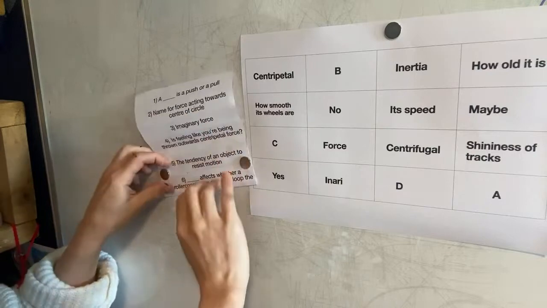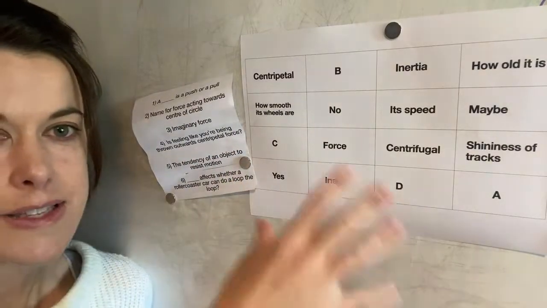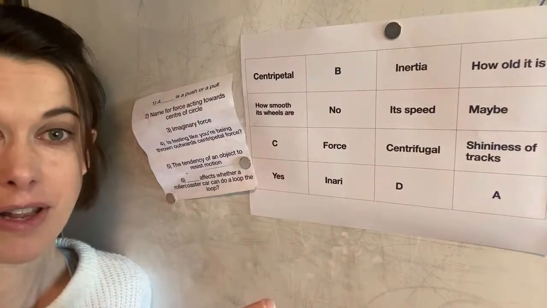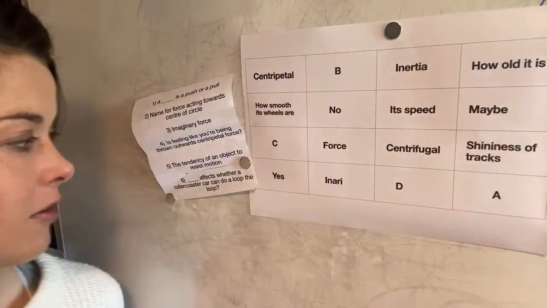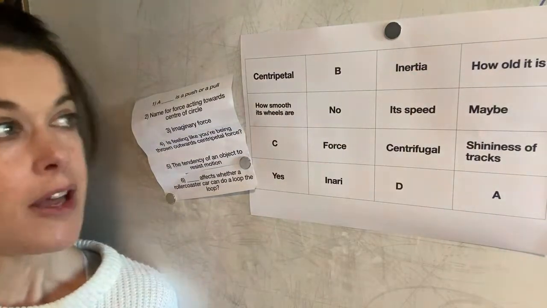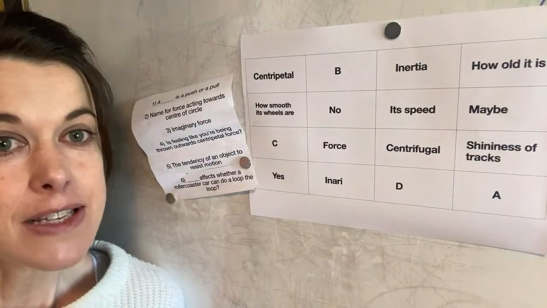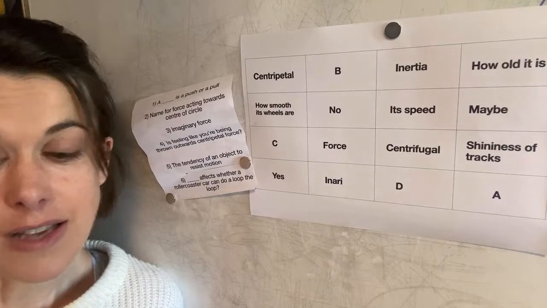Question number 6. Which one of these things affects whether a roller coaster car can do a loop-the-loop? Which one of these things in your bingo grid affects it? Is it how old it is? Is it how smooth its wheels are? Is it its speed? Is it the shininess of the tracks? Is it Inari? What is it?